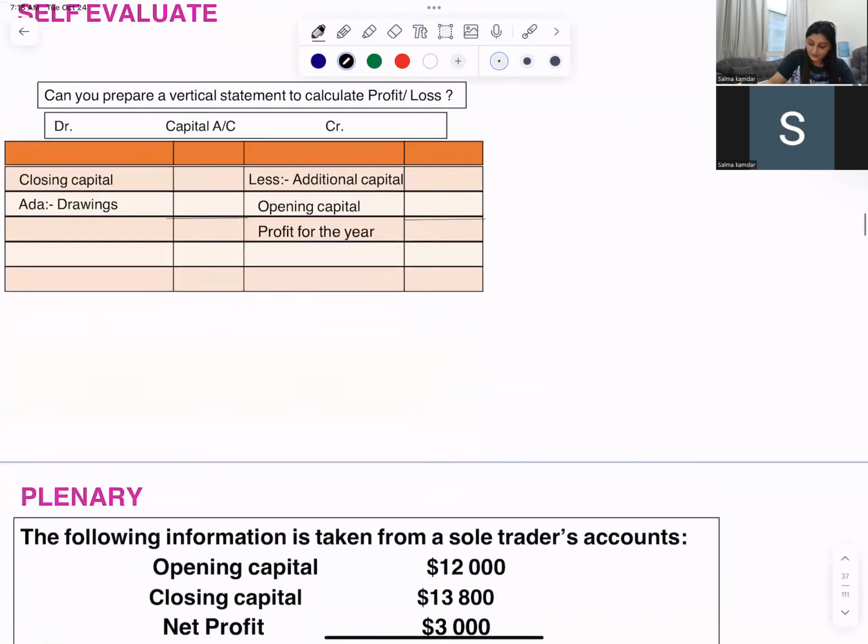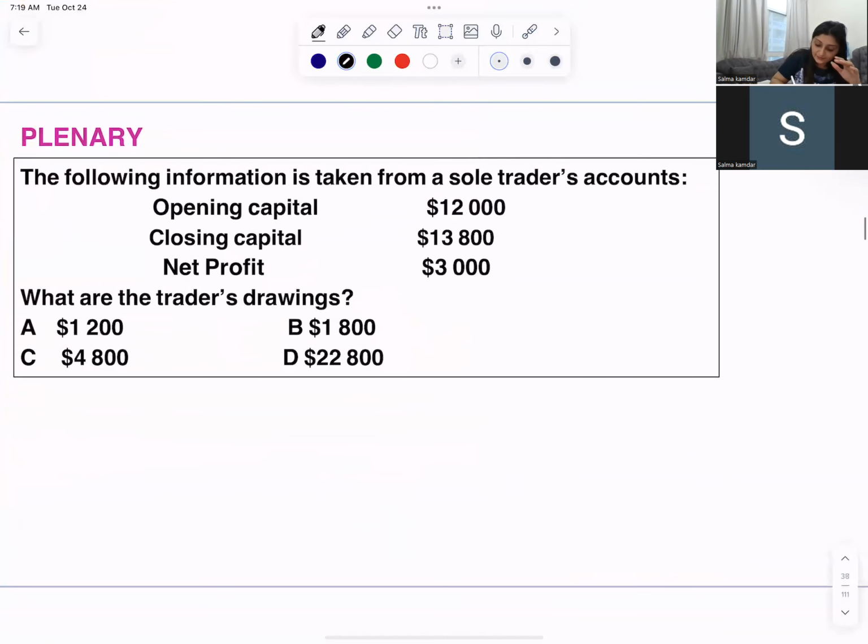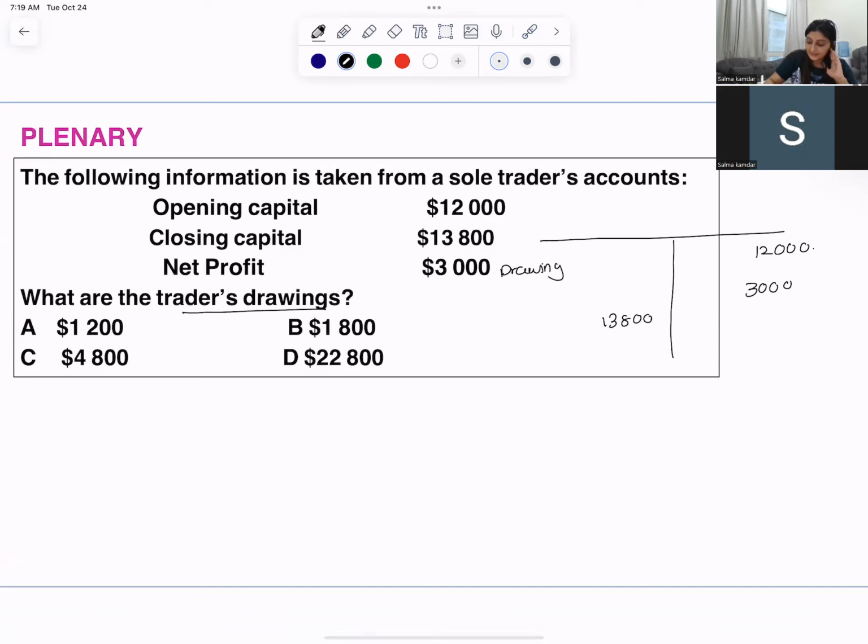Okay. Now, they want you to find the drawings. Very easy. Prepare the capital account. Opening capital is 12,000. Closing capital is 13,800. Profit is 3,000. You know your drawings will be on the debit side, which you can find as balancing figure. So it will be 15,000 minus 13,800. So your drawings is 1,200.